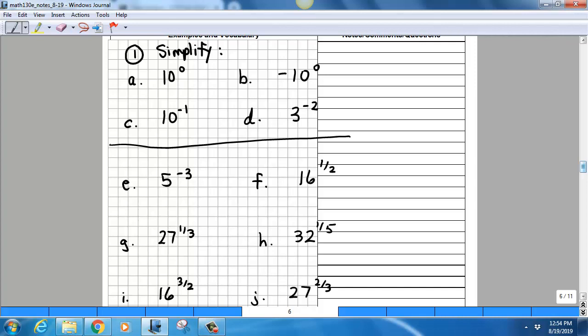So hopefully these will go really fast. Because I kind of want them to be, eventually, maybe not immediately, just second nature to you. When you see one of these, you'll automatically say, oh yeah, I know what to do with that. I know how to simplify that, okay?